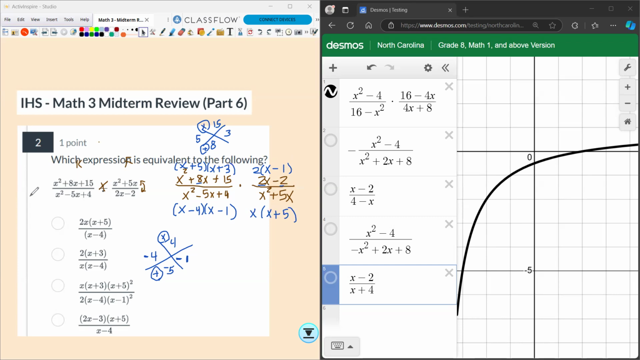Now that I have everything factored, I'll do the same thing as before. I'll look at what I have on the numerator and the denominator and cancel out. So I have this x plus 5 that can cancel out with that one. I have an x plus 3, but I cannot cancel that out, so I'm going to be left with an x plus 3. I don't have a 2 or anything I can divide 2 out of. I do have an x minus 1.